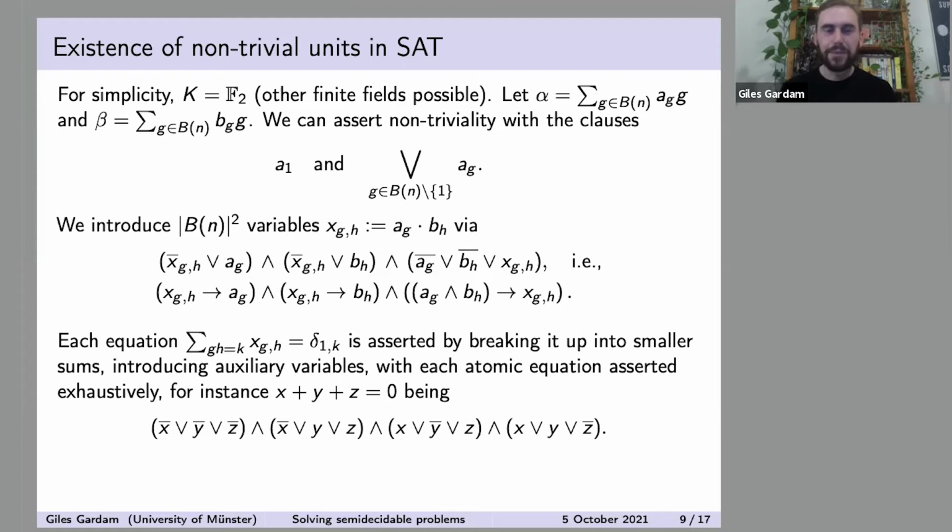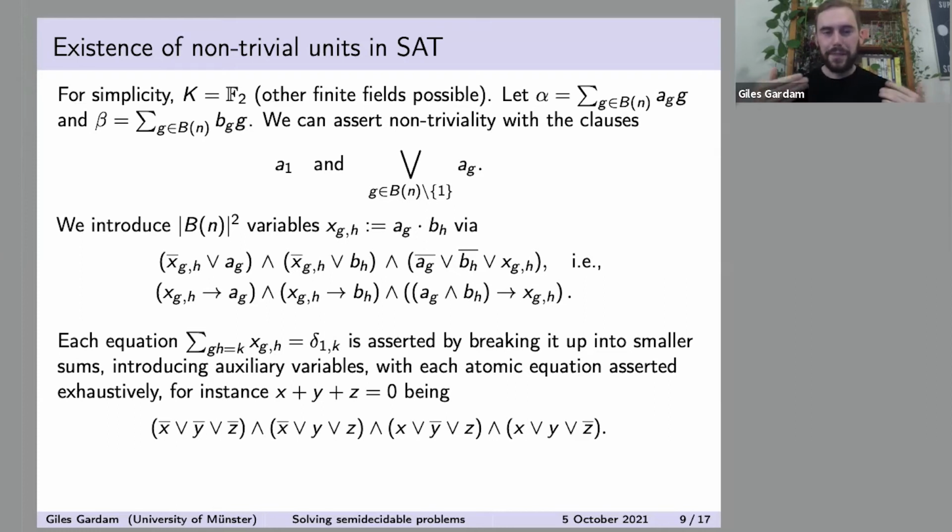So that's why I've put this Kronecker delta here. Each of these equations can be asserted by breaking it up into smaller subsums. So I introduce auxiliary variables, which will store partial sums, if you like. And then I get all these small atomic equations that I want to assert by themselves, say of length 3 or 4.